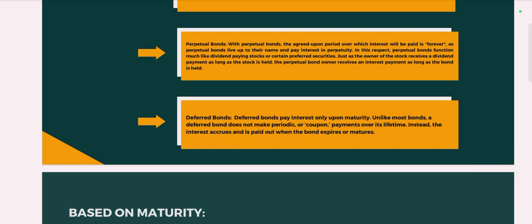Deferred bonds pay interest only upon maturity. Like most deferred bonds, it does not make periodic or coupon payments over its lifetime. Instead, the interest accrues and is paid out when the bond expires or matures.